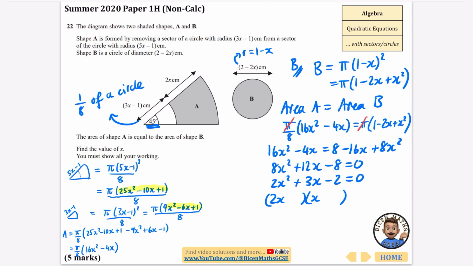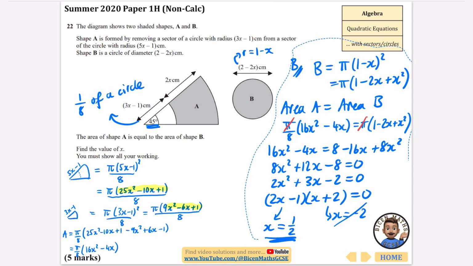So I think it's actually going to be a minus 1 here and a plus 2, because I will get 4x and minus x. 4x minus x is 3x. I get the 2x squared and I get the minus 2. So we're nearly there. Now either this tells me that x is equal to minus 2, but that doesn't make sense, or this one tells me that x is equal to a half. So the only one that works here is a half.